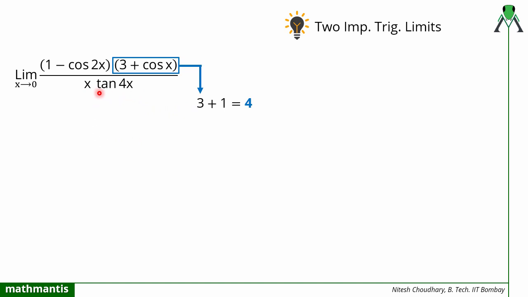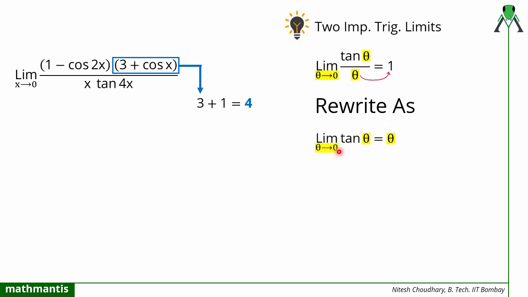First limit that I will use is of tan x by x or tan theta by theta, where theta is approaching 0. Here I can see that one of the factors is of the form tan theta. And I will use this limit in a faster way. You can rewrite this limit by taking theta to the right side. I will rewrite this limit as tan theta, limit theta approaching 0, is equal to theta.